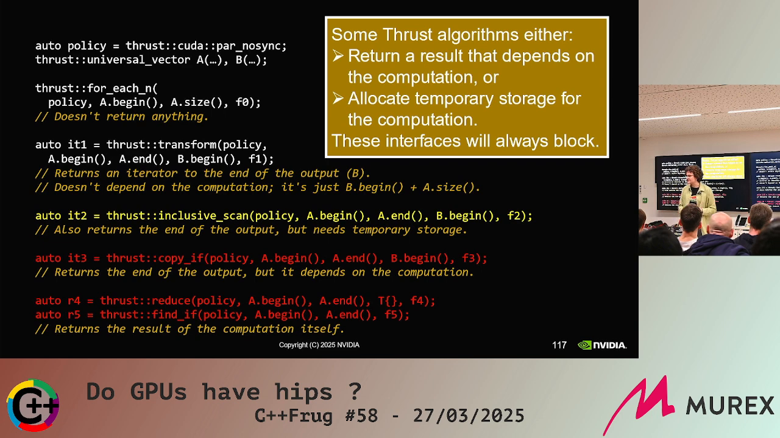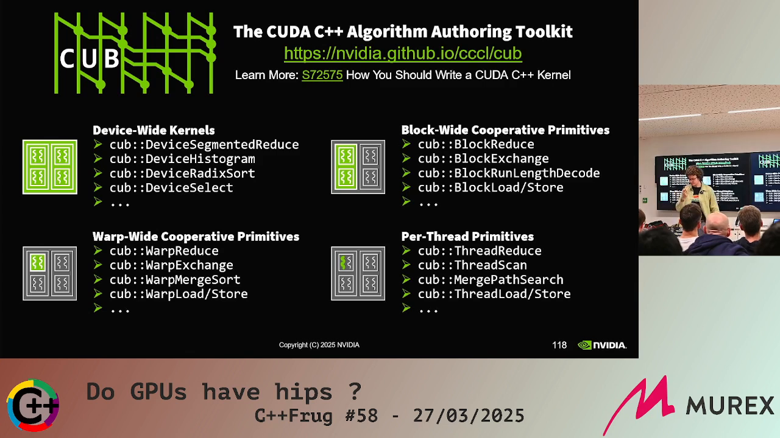But if we need asynchronous versions of these algorithms today, there's another slightly lower level CUDA C++ algorithms library that we can use that is built from the ground up to be asynchronous. And that library is CUB, which is the CUDA C++ algorithm authoring toolkit. CUB provides cooperative building blocks for writing your own device-side parallel algorithms. That's sort of the primary thing it's used for, but that's not really the focus of our talk today.